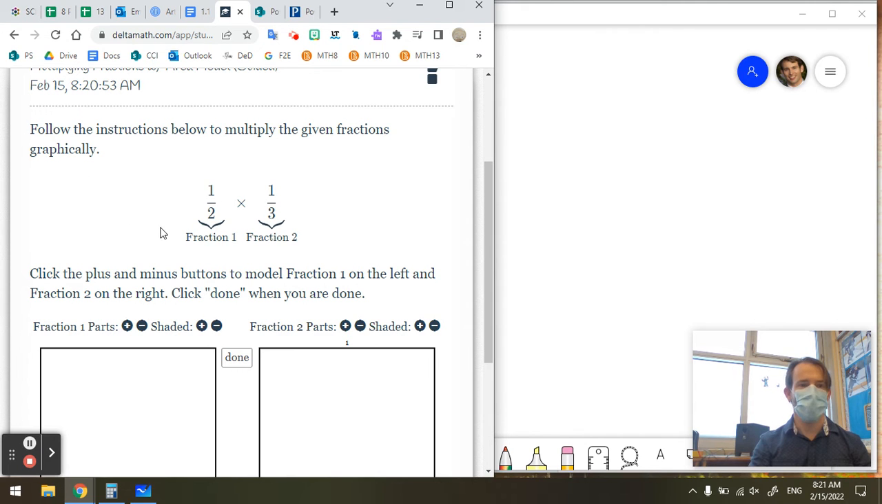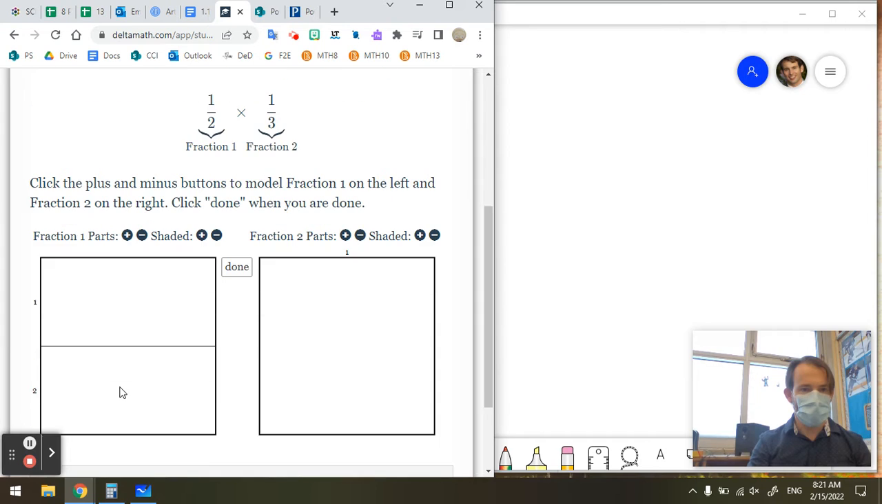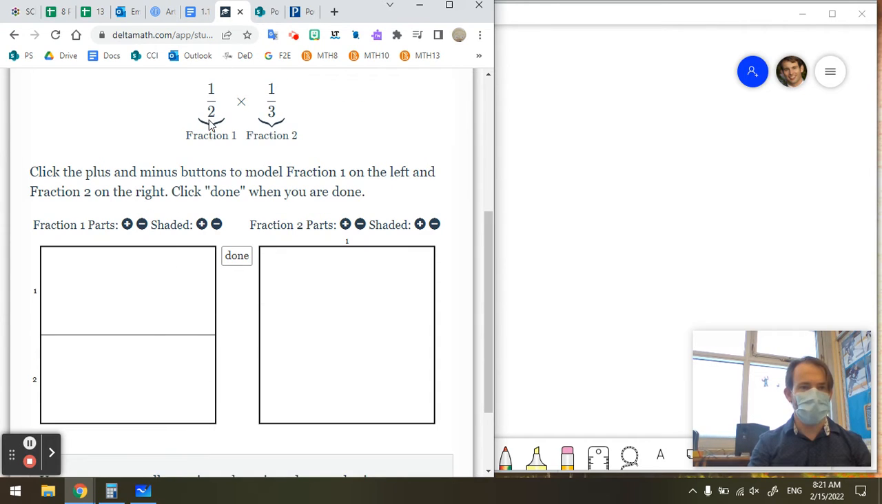So we can use a kind of graphical representation of 1/2 multiplied by 1/3. So here I have 2 parts in my first fraction. So it's divided in half, so I need 2 parts. And only one of them is shaded like that. So the number of shaded ones will be the numerator, and the number of parts is the denominator. This one, fraction number 2, has 3 parts, and one of them is shaded. So then I will say done.